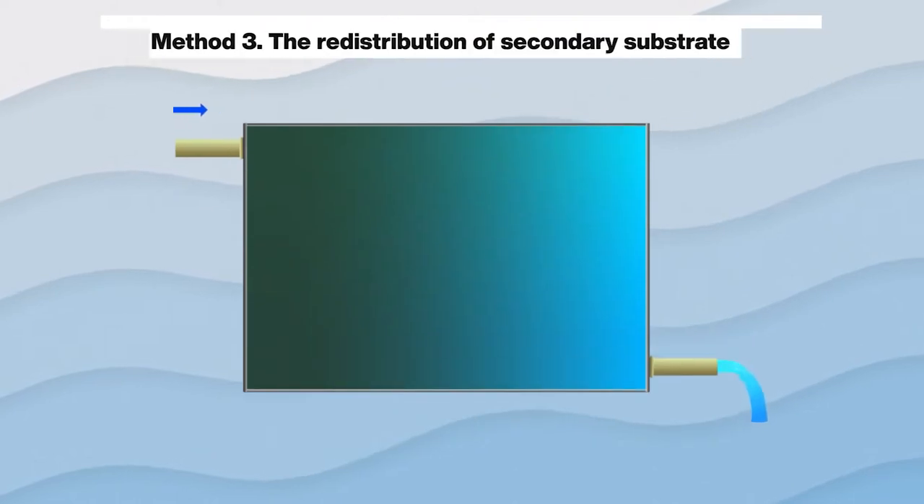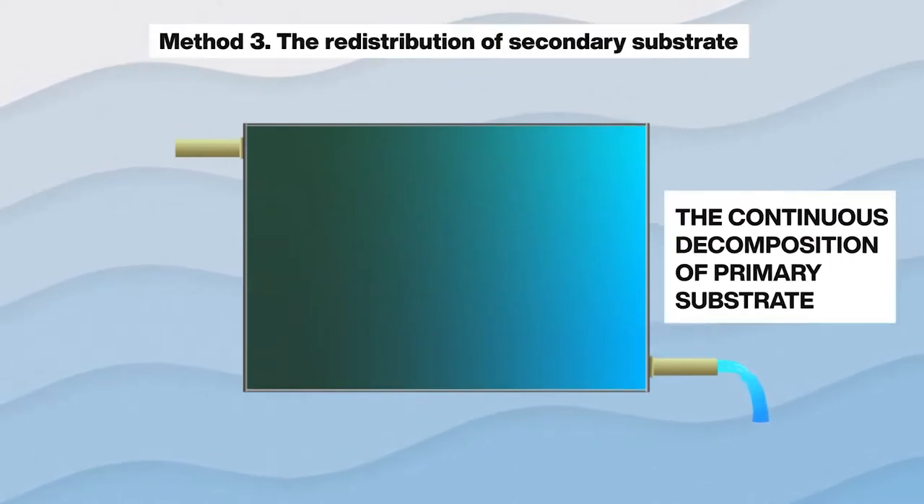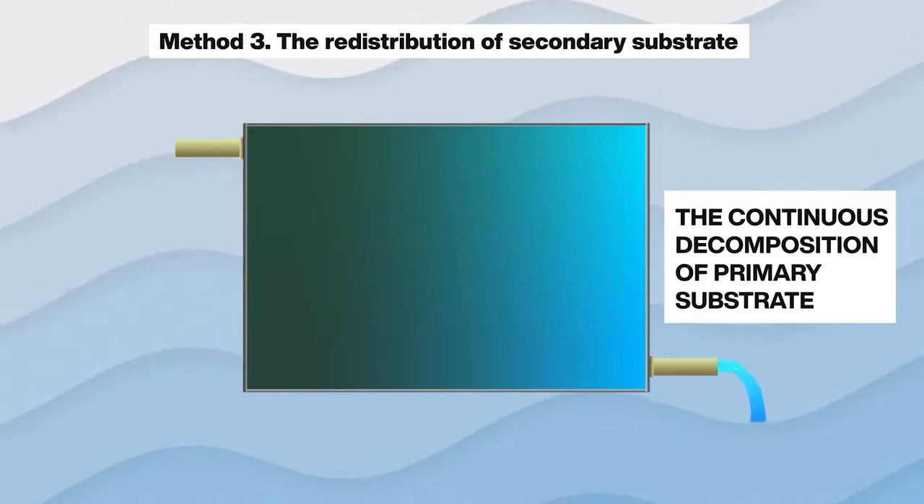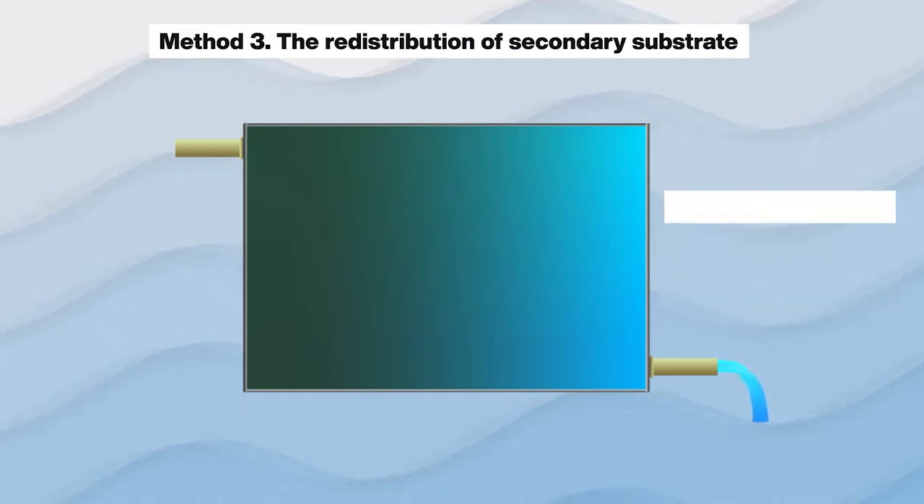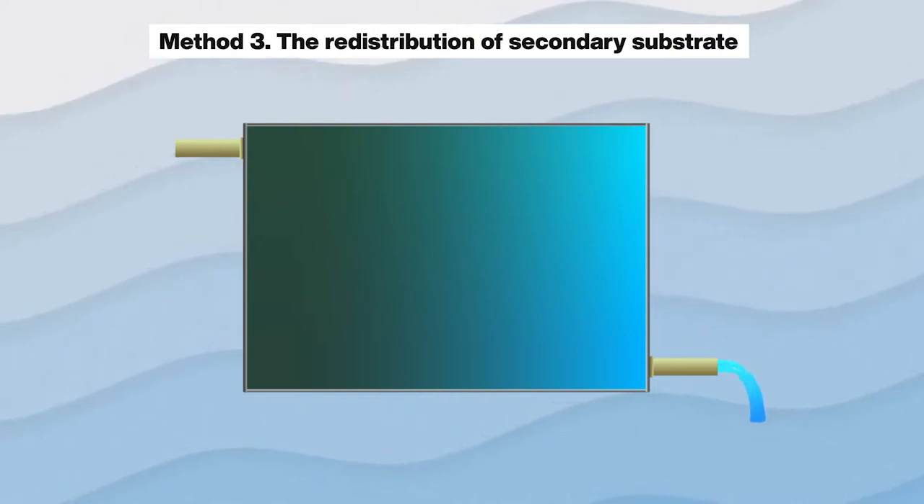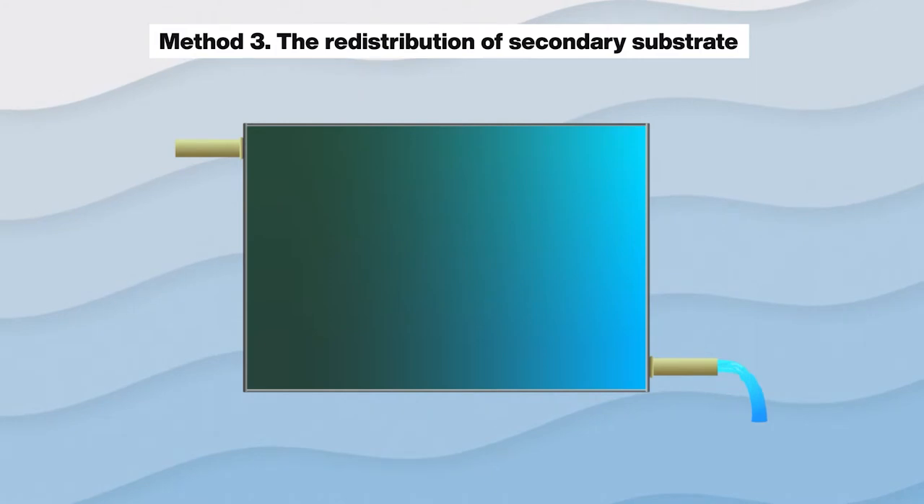The third method deals with the delivery of substrate to a particular wetland zone, where the bacteriocynosis is specific to the recycling of a given substrate. Betsy, what is the source of primary substrate? Wastewaters flowing into the wetland.